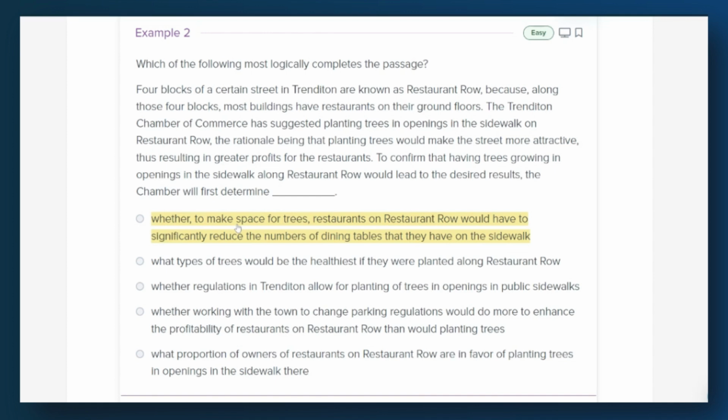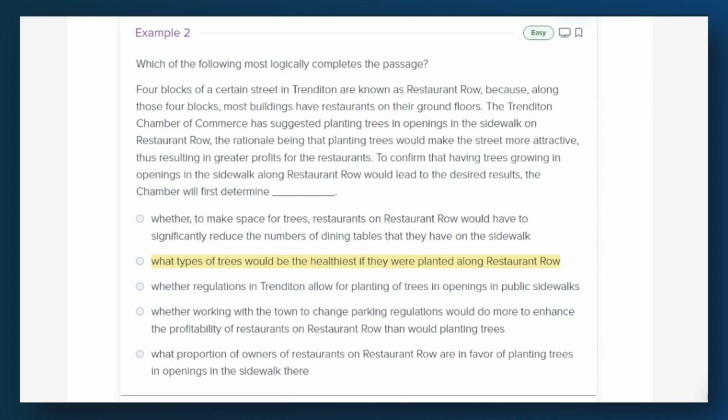To confirm that having trees growing in openings in the sidewalk along Restaurant Row would lead to the desired results, the chamber will first determine whether, to make space for trees, restaurants on Restaurant Row would have to significantly reduce the numbers of dining tables that they have on the sidewalk. This would be a good thing to establish. If the restaurants were using most or all of their outside seating space, cutting tables to plant trees wouldn't necessarily increase their profits and might cut into their profits. So this plan wouldn't work towards the stated goal.